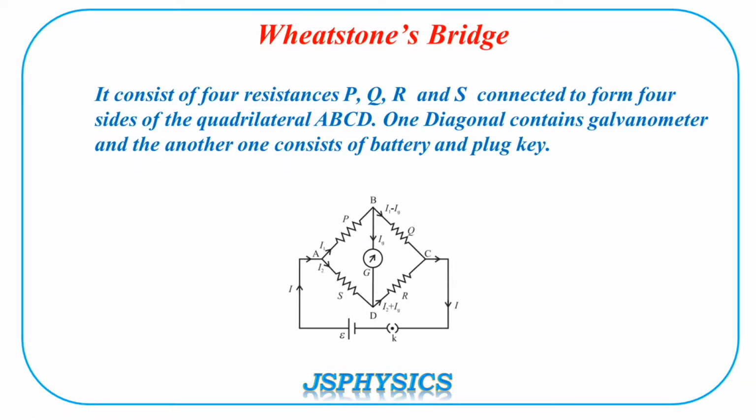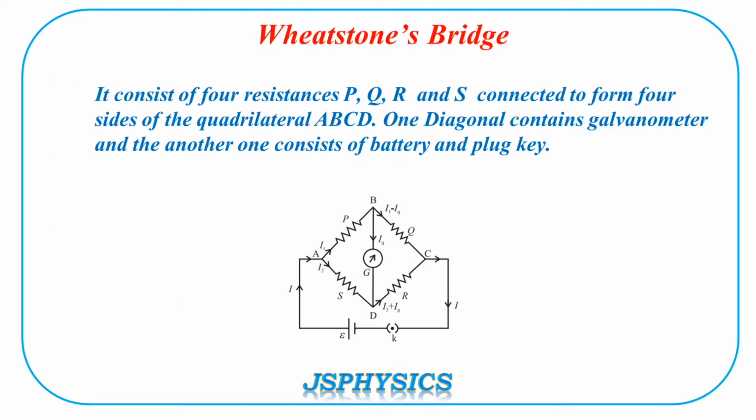This is typical of Wheatstone's bridge. Now here you can see there are four branches, total five branches are there. A, B, C, D. This is a quadrilateral in which one branch AB contains resistance P, BC branch contains resistance Q, the third branch contains S, and fourth branch contains R resistance. So basically four resistances are connected to form four sides of the quadrilateral. One diagonal, that is BD, contains galvanometer, and the second diagonal, that is AC, contains a cell or battery and plug key connected to that.